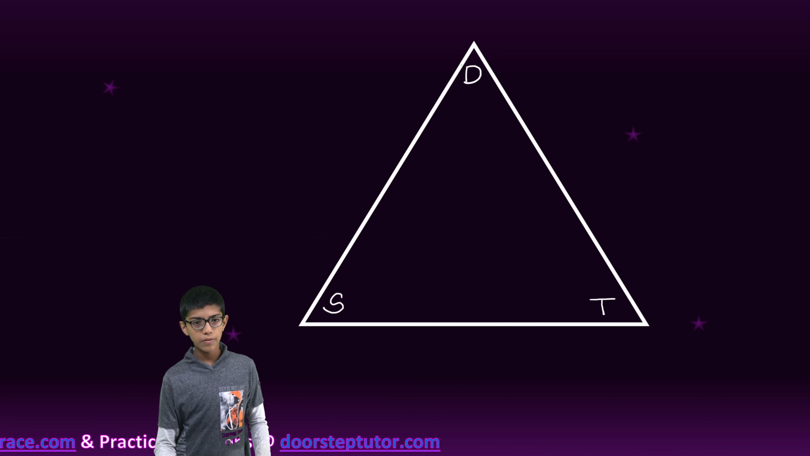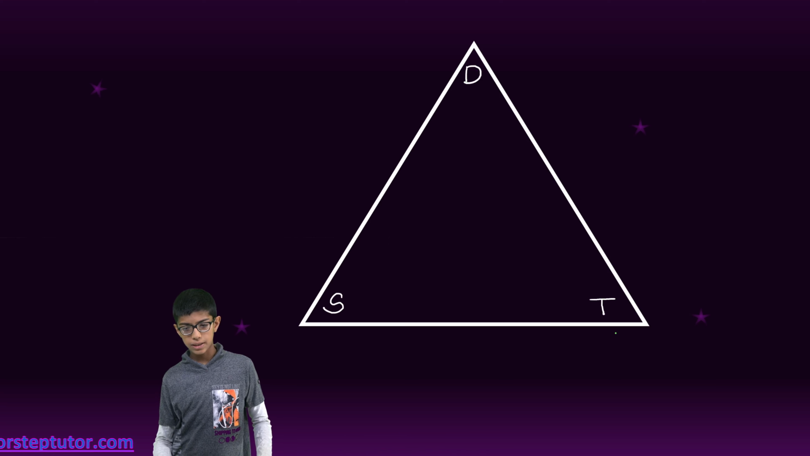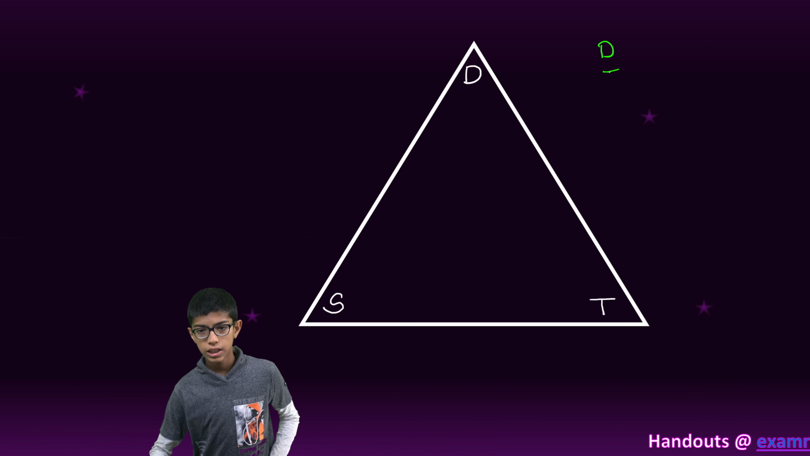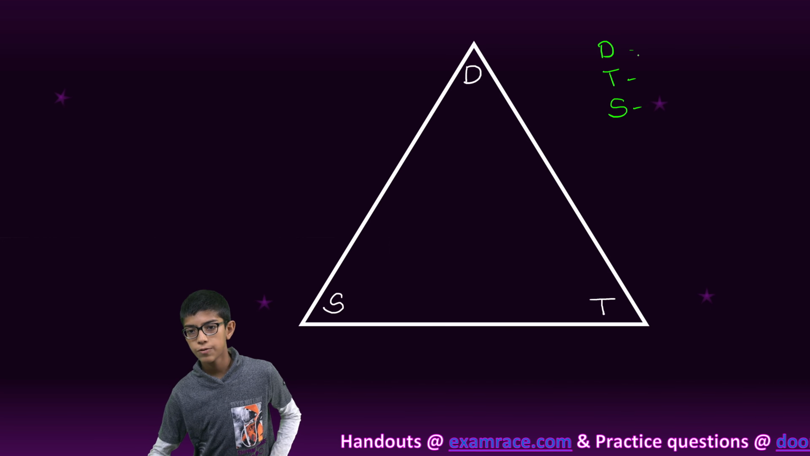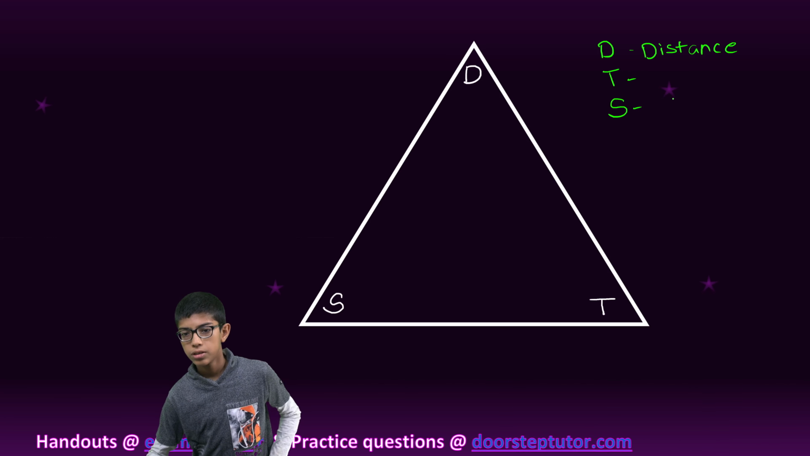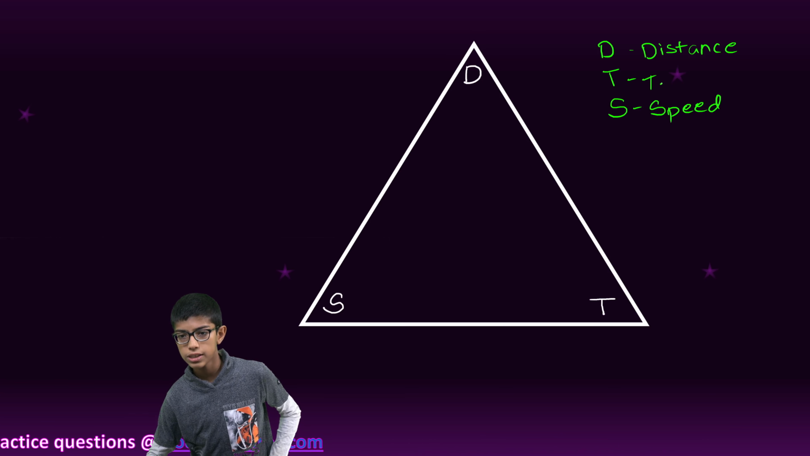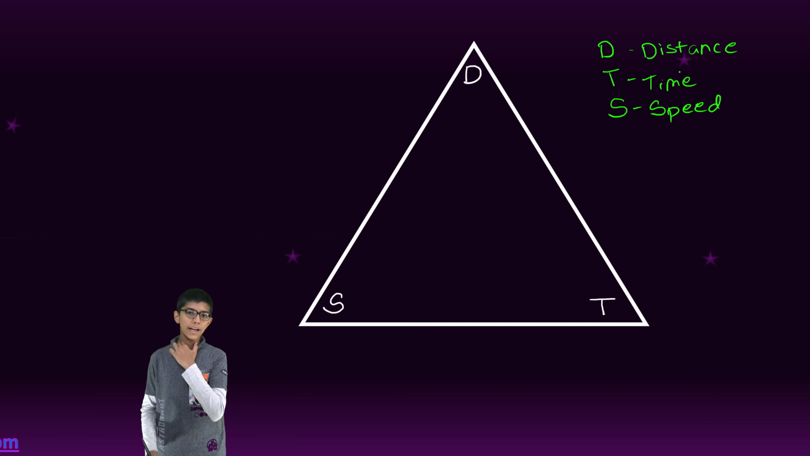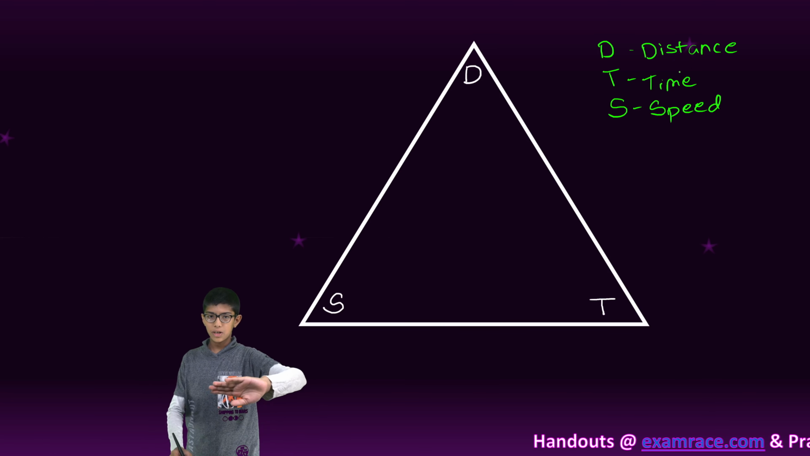On the top, we will name it D, and on the bottom sides, S and T respectively. D denotes distance, T denotes time, and S denotes speed. Now, if you want to find out any of these, then what you have to do is to cover the letter with your hand. So if you want to find out D, cover it with your hand.